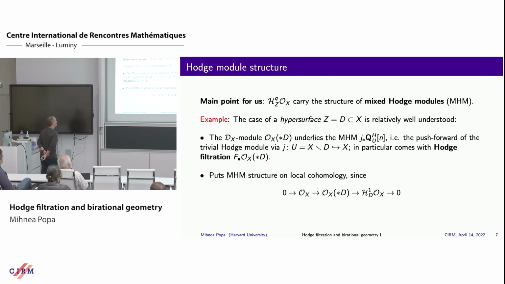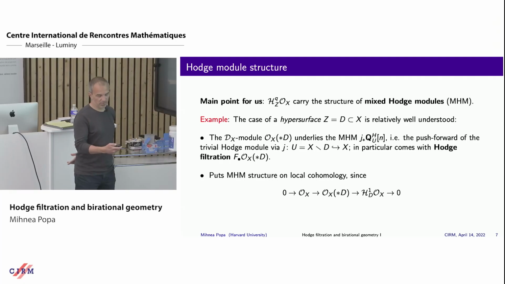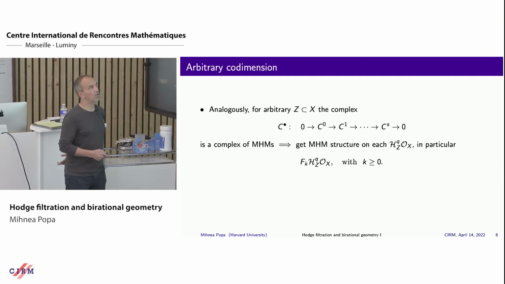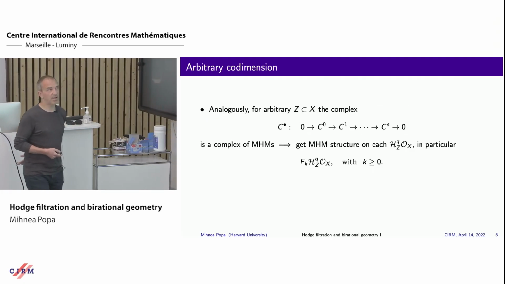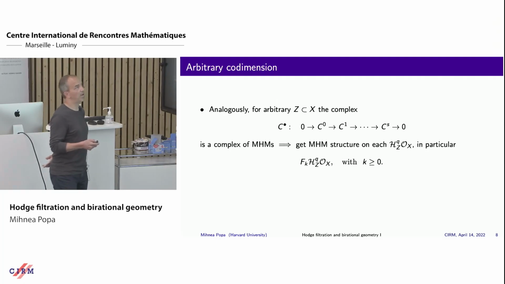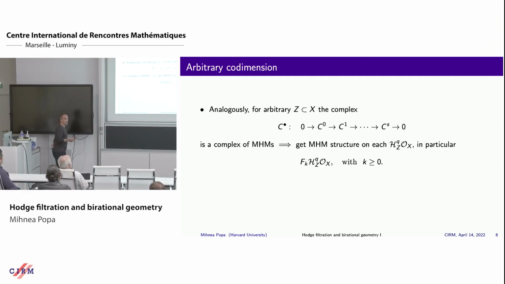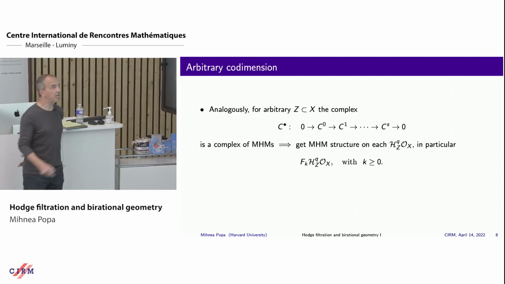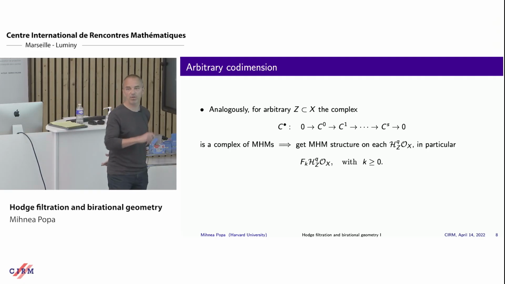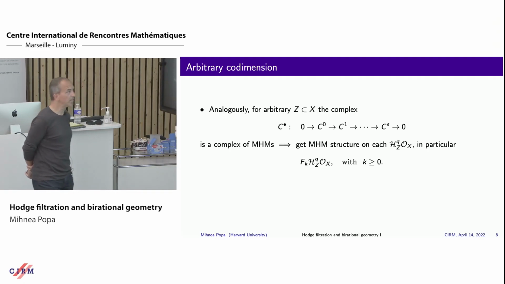Okay, this is just a general intuitive point. And so we can do the same thing in arbitrary codimension by taking advantage of the complex that I just showed you. We have this Čech type complex where each entry is a direct sum of localizations. They all have mixed Hodge module structure. This is a complex of mixed Hodge modules. Each local cohomology inherits a Hodge module structure, and so it comes with a Hodge filtration attached to it, which turns out to live in non-negative degree. Okay?